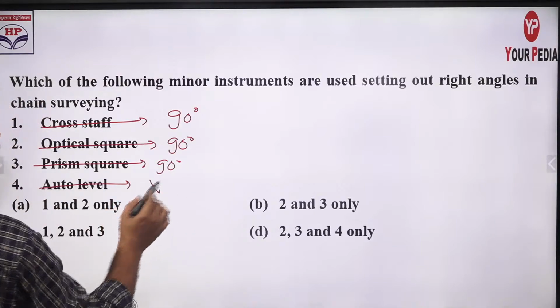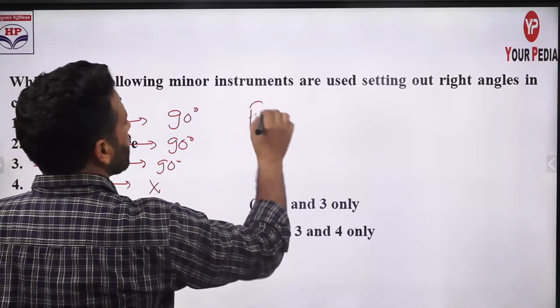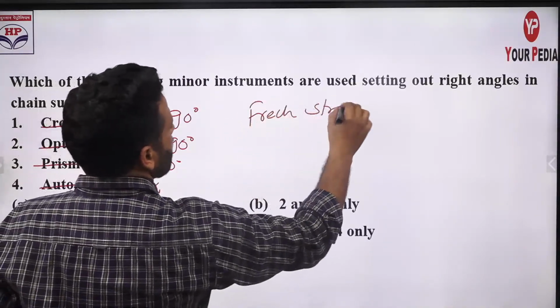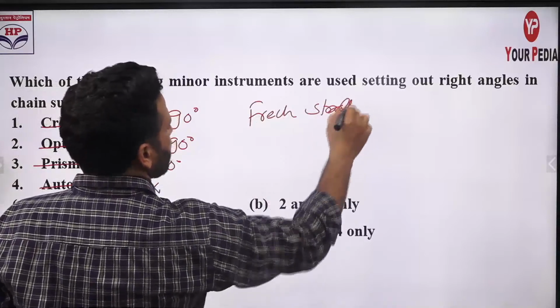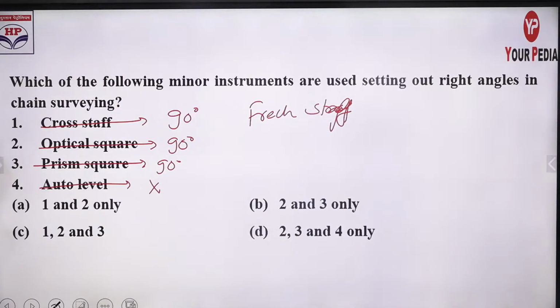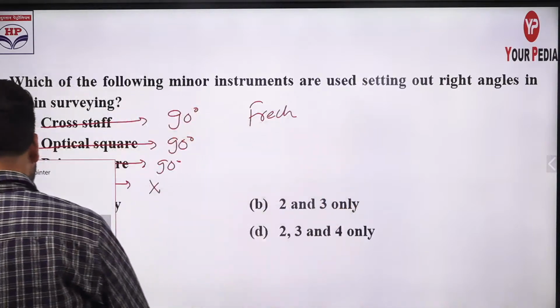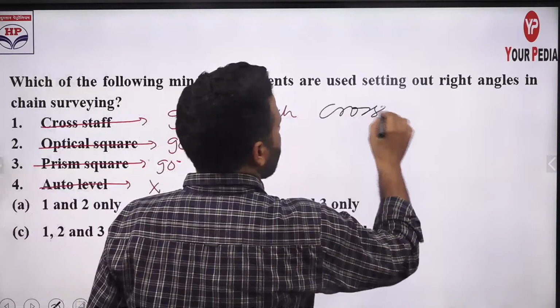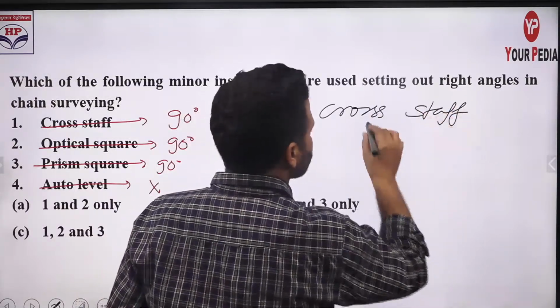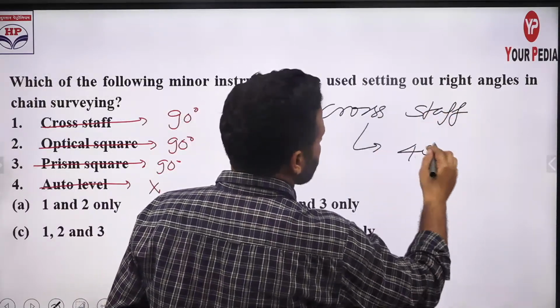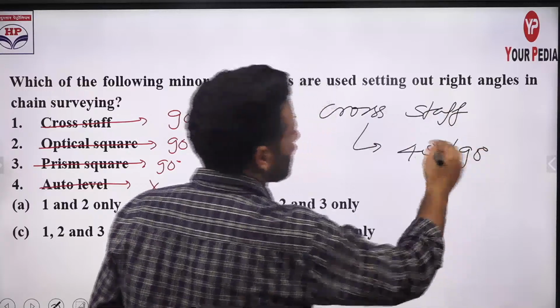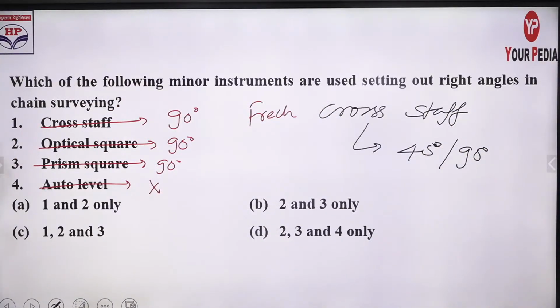Auto level is not used. Or even we have French staff. Okay, this is staff basically. You must have heard about this French staff or French cross staff. So French cross staff we also have. With the help of this French cross staff, we can set the offset at 45-degree and 90-degree. So the minor instruments that we can use are 1, 2, 3. Option C will be the answer.